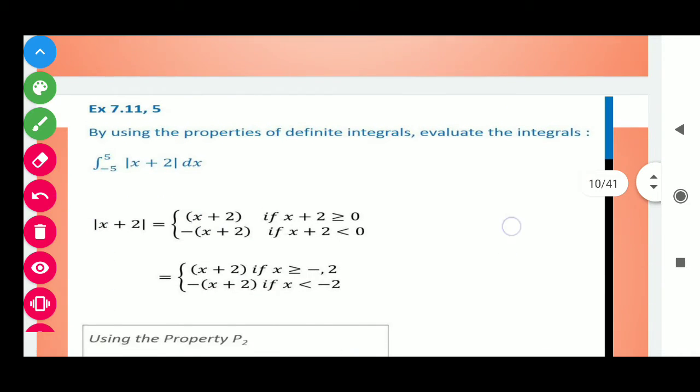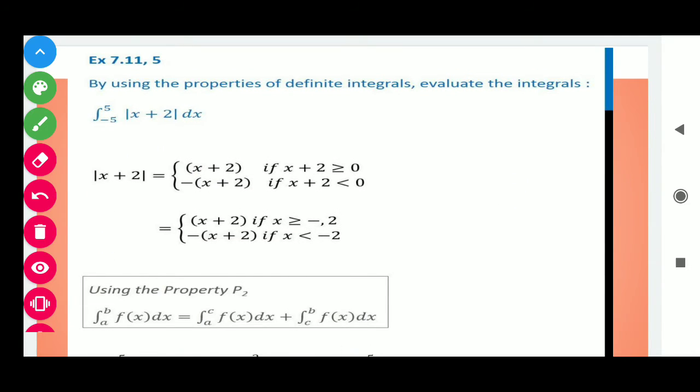Let's start with question number 5. By using the properties of definite integrals, evaluate the integral. Here, the integrand is modulus x plus 2 and the limits are minus 5 to 5.